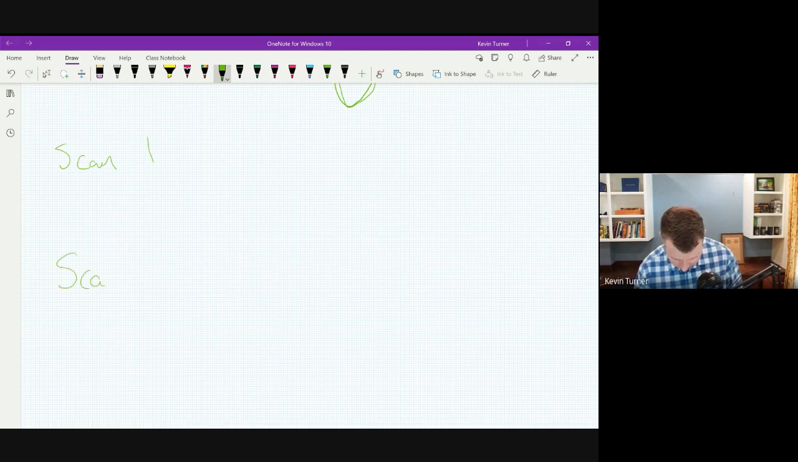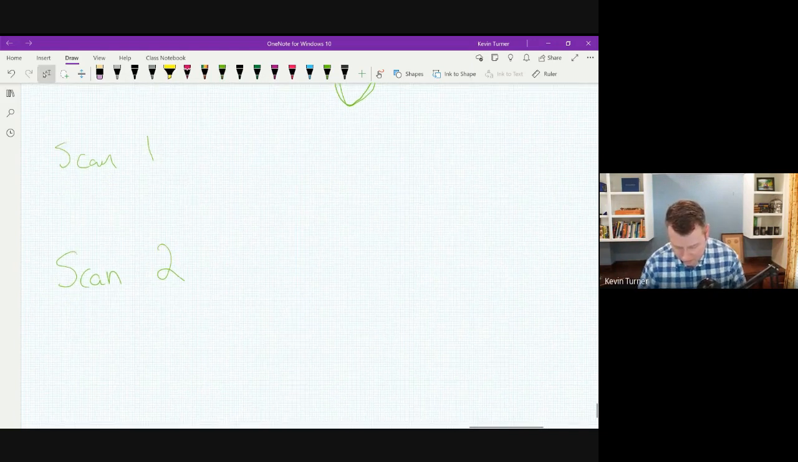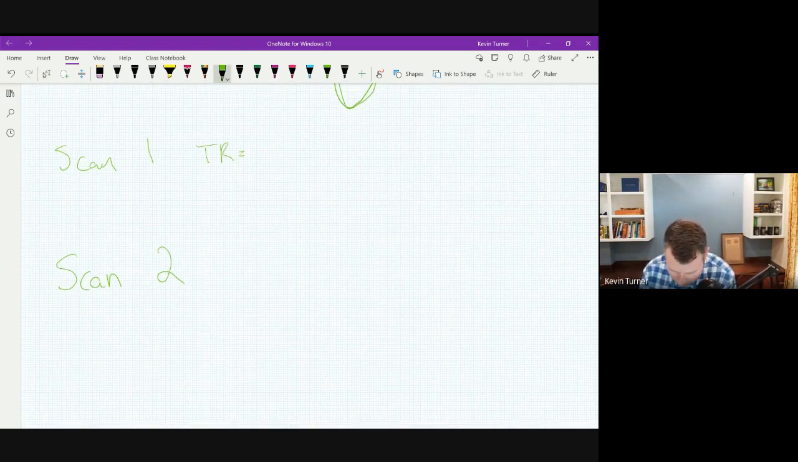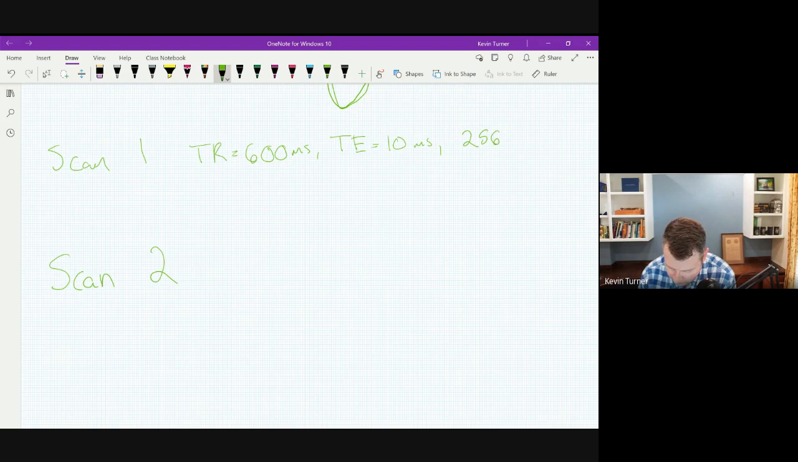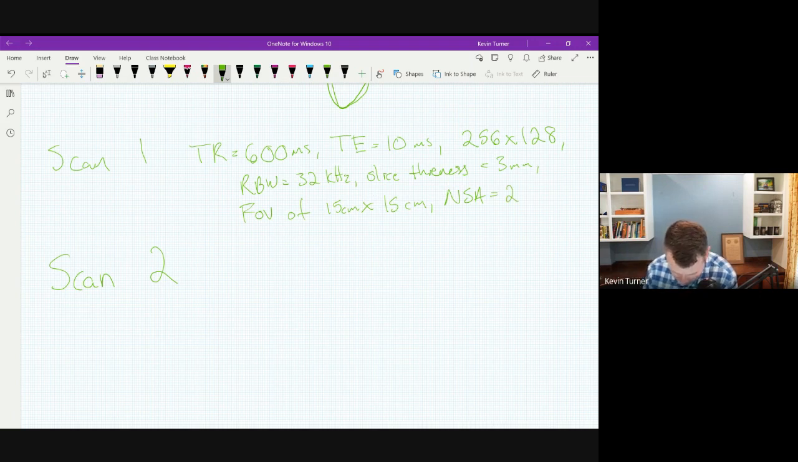Scan 1 and scan 2. Scan 1 has a TR of 600 milliseconds, a TE of 10 milliseconds, a matrix of 256 times 128, a receiver bandwidth of 32 kilohertz, a slice thickness of 3 millimeters, a field of view of 15 centimeters by 15 centimeters, and 2 NSA.